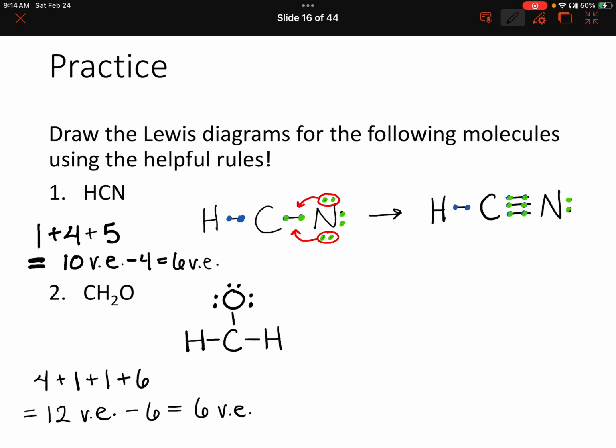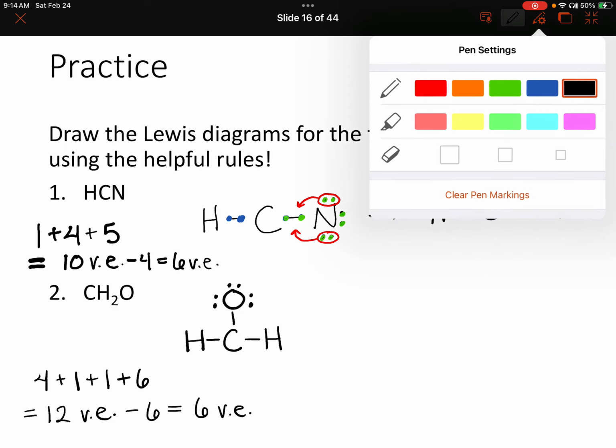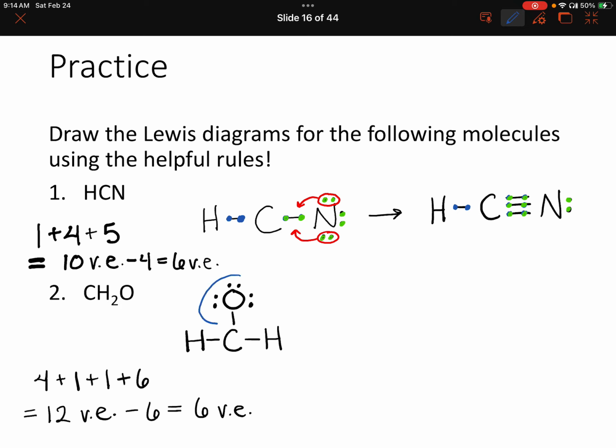Okay, so let's check and make sure everyone's happy. So we said already that each hydrogen's happy. They have 2 electrons each. Let's look at oxygen. So oxygen has 1, 2, 3, 4, 5, 6, 7, 8 electrons. So oxygen's happy. But what about carbon? Let's look at carbon and all of its electrons. So carbon has 1, 2, 3, 4, 5, 6. Okay, so carbon still needs 2 more electrons.